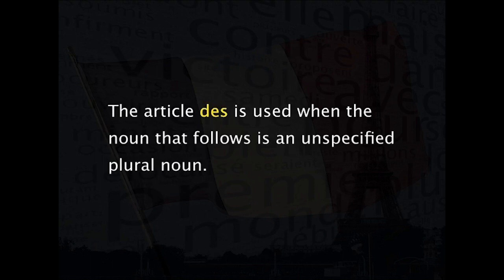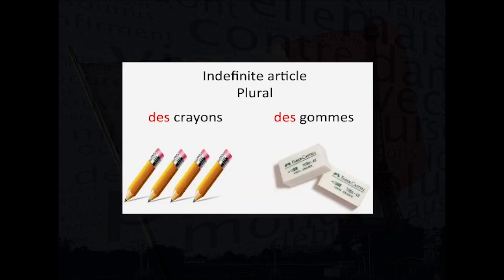Next, let me show you when to use des. The article des is used when the noun that follows is an unspecified plural noun. For example, des crayons and des gommes. These words do not refer to any specific collection of pencils and erasers. Des crayons and des gommes indicates an undefined collection of pencils and erasers.